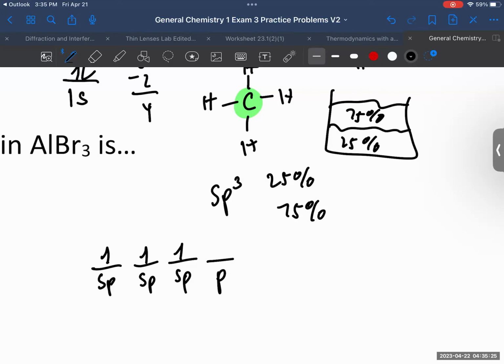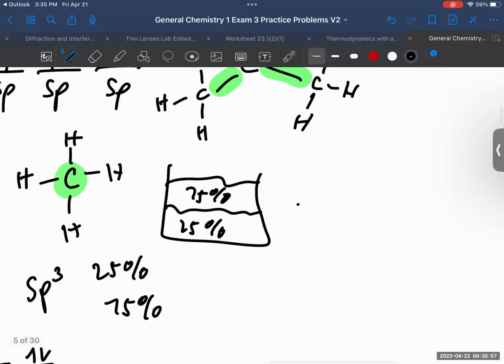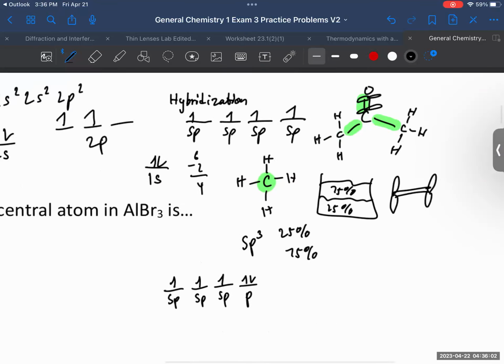What about p orbitals? There is 1 sigma and 1 pi. That's why here you put 1 sigma, 1 pi. Because it uses the p orbital, it's a pi bond. Pi bonds are where the p orbitals overlap. It'll be overlapping on an axis. I think that's one of the questions here, where you have this, you have that.